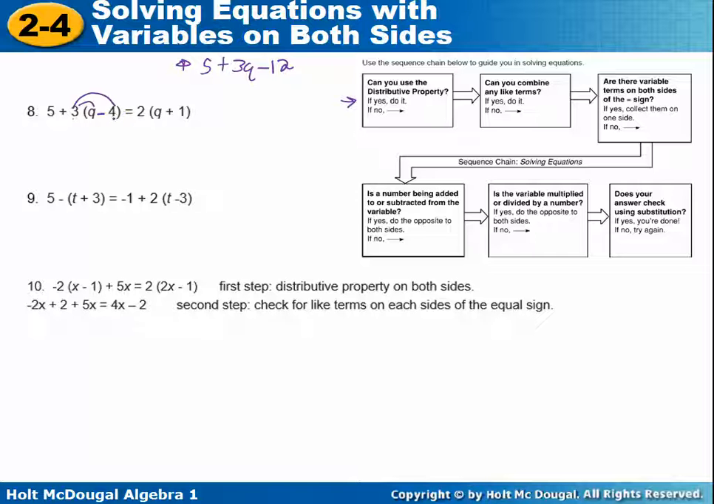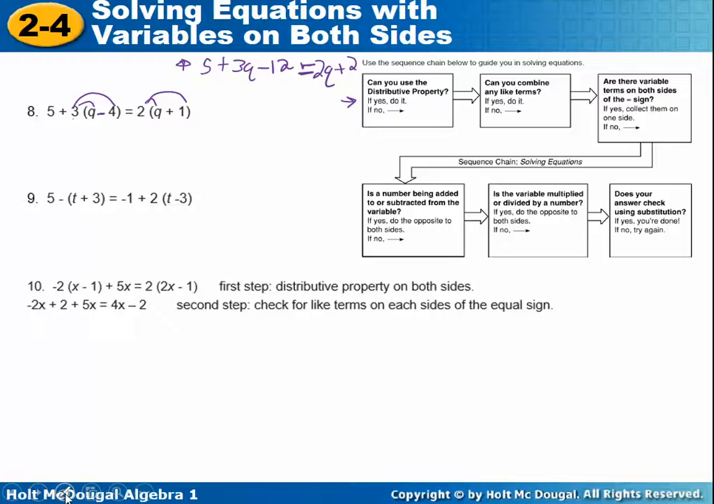One of the biggest mistakes students make solving equations is they forget to do the distributive property to the second term. They write 3q minus 4 instead of 3q minus 12. And then we also have to do the distributive property on the right side. So this is equal to 2 times q, which is just 2q, plus 2. 2 times 1 is 2.